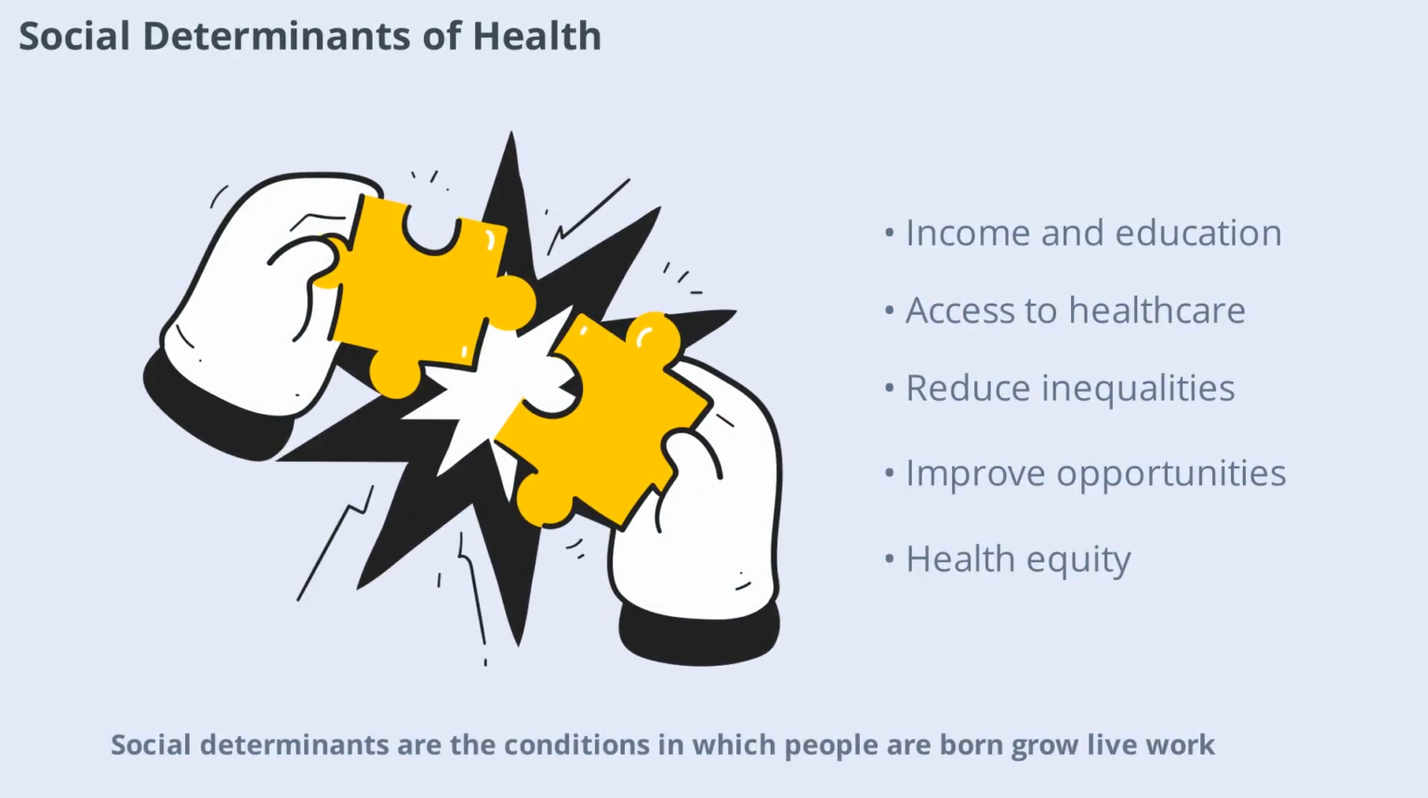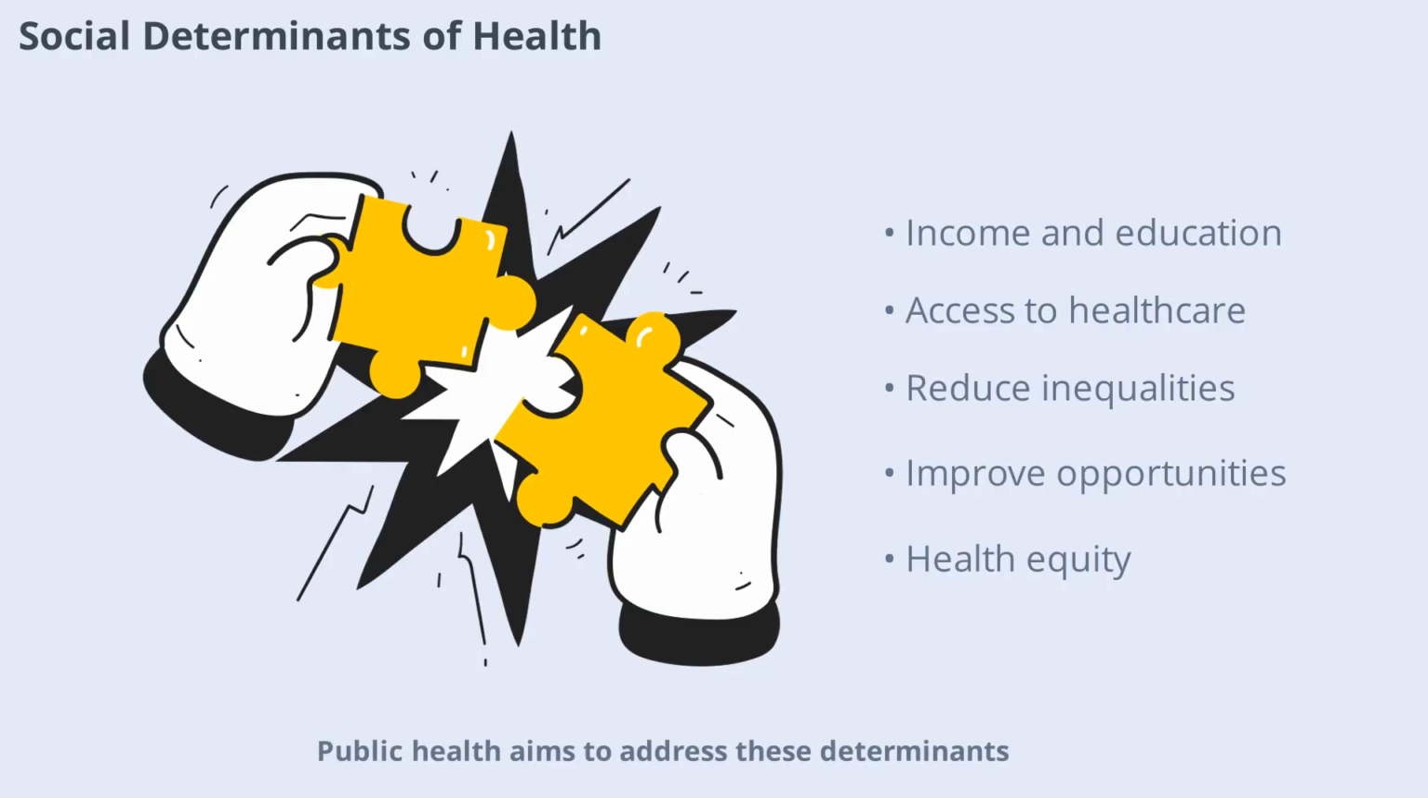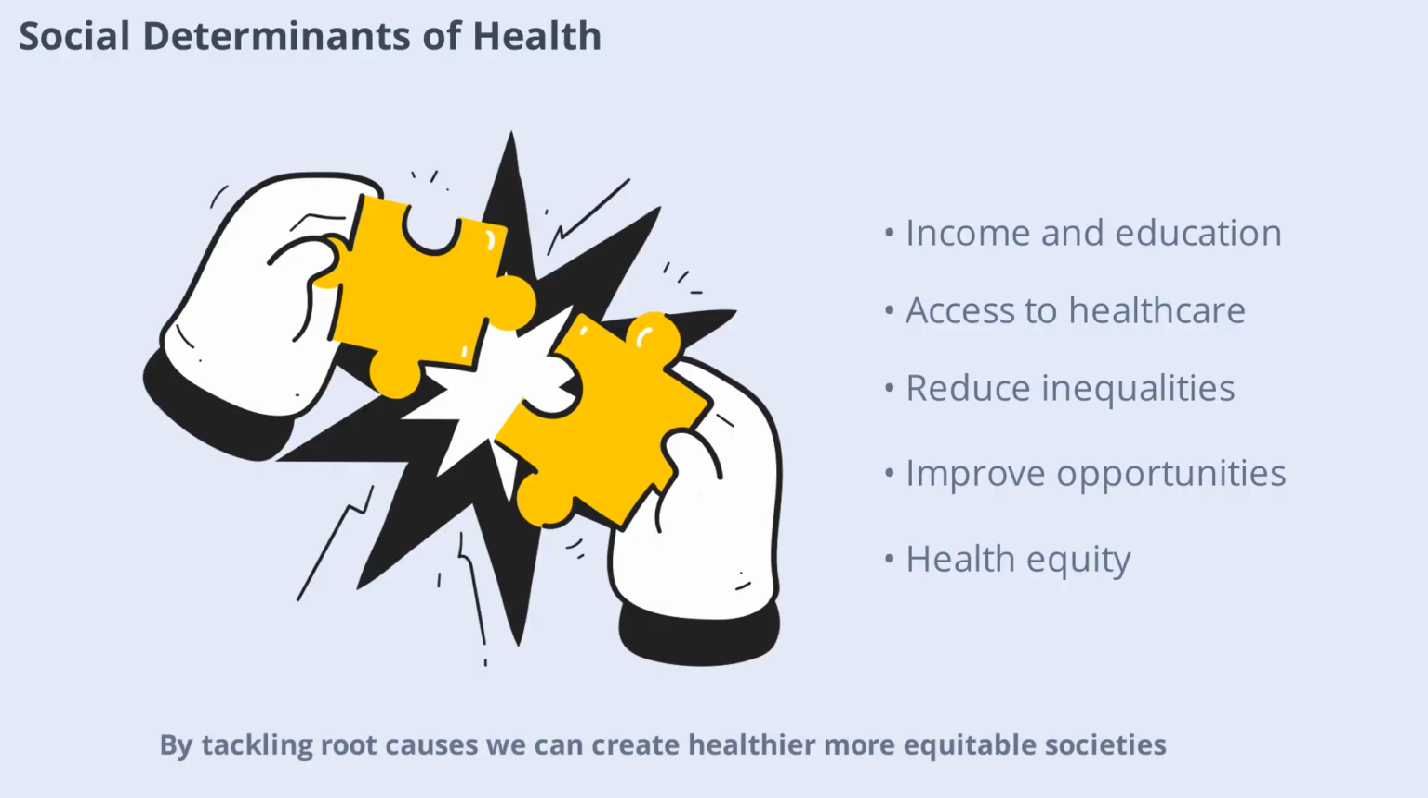Social determinants are the conditions in which people are born, grow, live, work, and age. These factors, like income, education, and access to healthcare, have a big impact on health outcomes. Public health aims to address these determinants by reducing inequalities and improving opportunities for all. By tackling root causes, we can create healthier, more equitable societies.